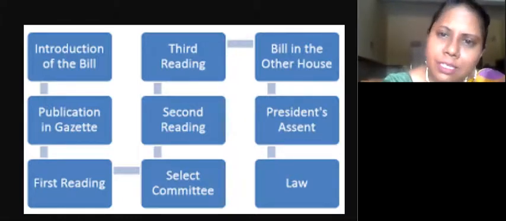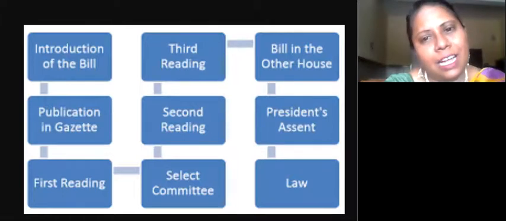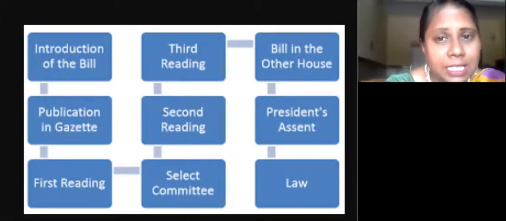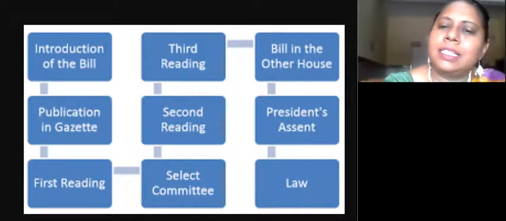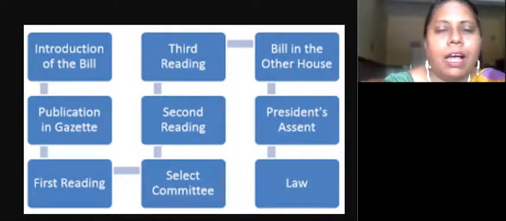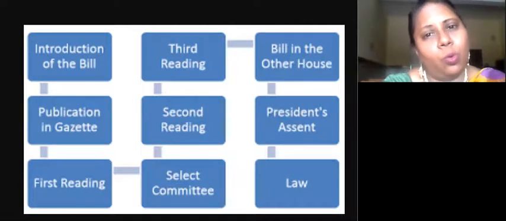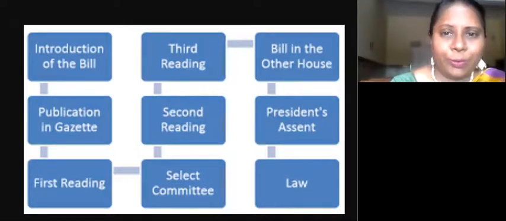After passing from the first house, it is presented in the second house, where again all these stages are cleared. After that, it goes to the president's assent. After his sign, it becomes a law, which we are supposed to follow.